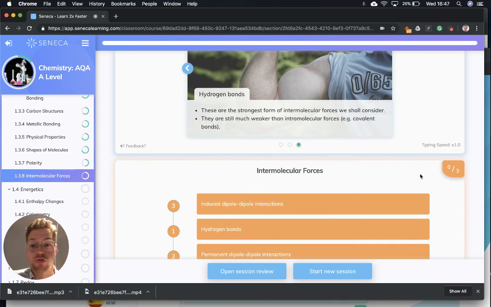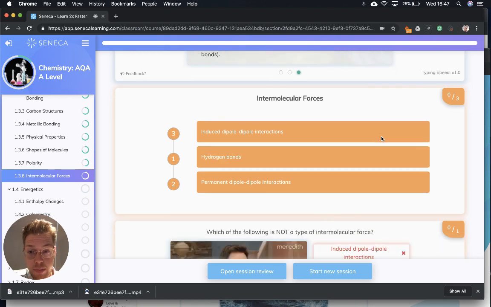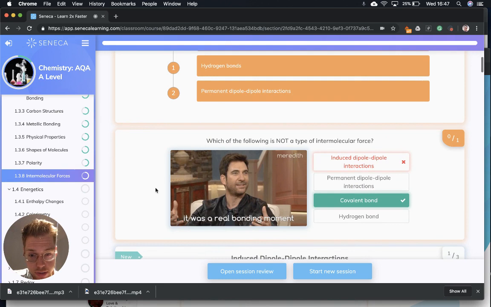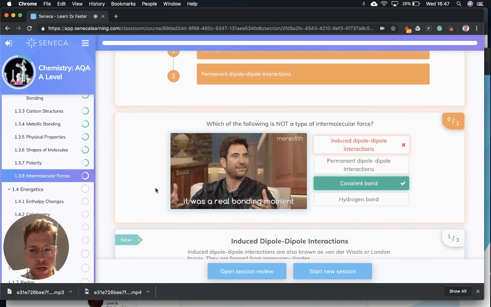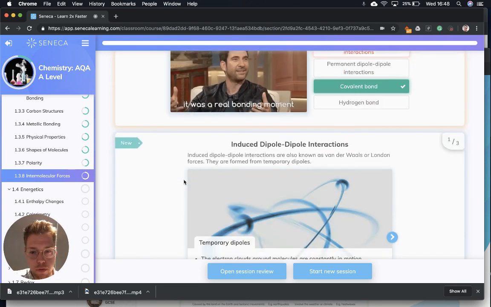That is strong. So what is the order from most to least strong intermolecular force? We start with hydrogen bonds, then we go to permanent dipole-dipole interactions, and then we go to induced dipole-dipole interactions. What about a covalent bond? Well, that's a plot twist, honey, because that is not an intermolecular force. A covalent bond is an intramolecular force.